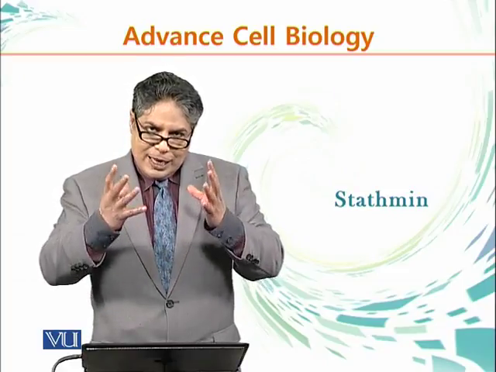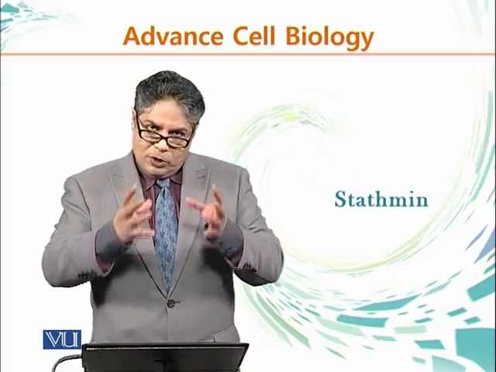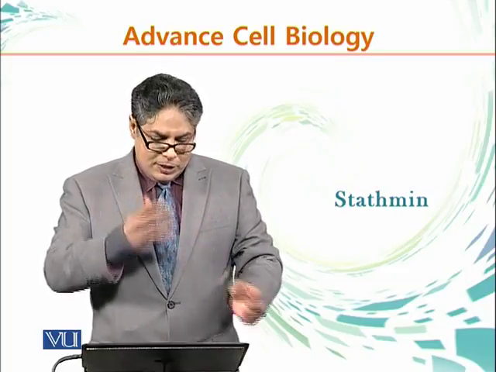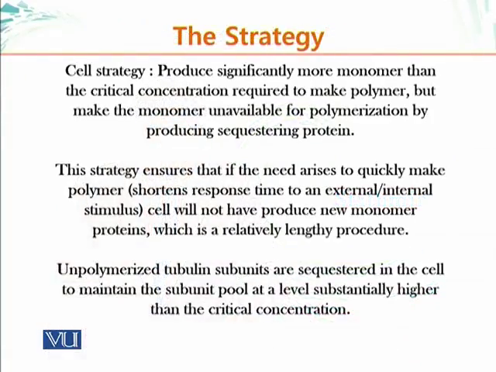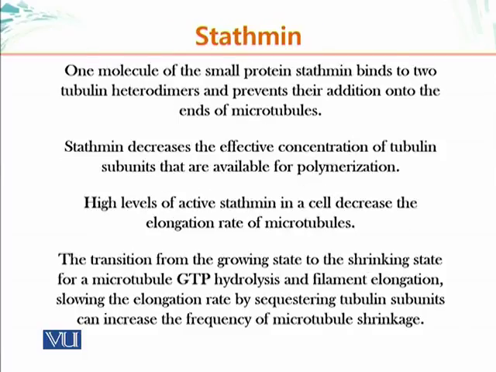Stathmin is a protein that can sequester monomers of tubulin, the alpha and beta dimers. The unpolymerized tubulin subunits are sequestered in the cell to maintain the subunit pool at a level substantially higher than the critical concentration, and this job is done by Stathmin. One molecule of Stathmin binds to two tubulin heterodimers and prevents their addition onto the microtubule ends.